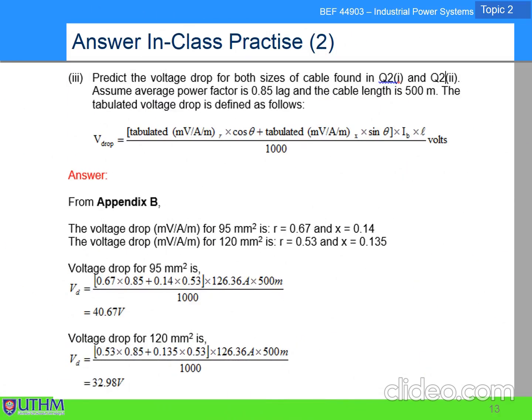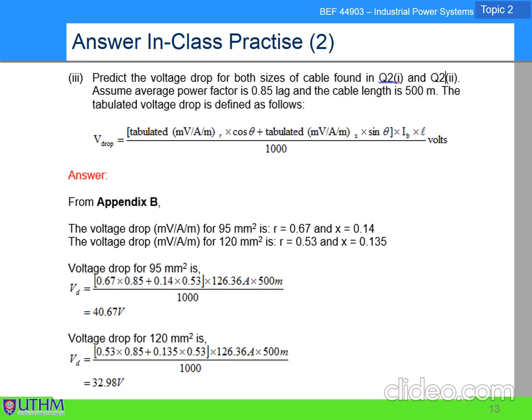Next we go to the last question for practice 2. Predict the voltage drop for both sides of the cable found in Q21 and Q22. Assume the average power factor is 0.85 and the cable length is 500 m. The tabulated voltage drop is defined as below. This is the formula for voltage drop. To answer this question, first we have to know the values of R and X for each cable from appendix B.